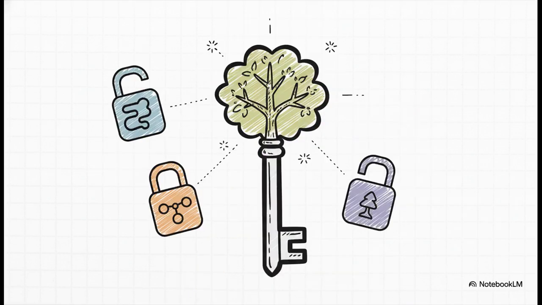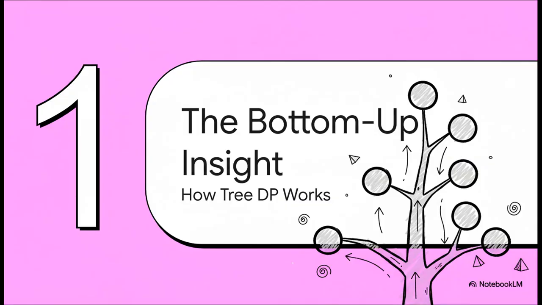Well, the solution to this puzzle, and a ton of others just like it, is dynamic programming on trees. It's a really systematic and powerful way to handle these kinds of problems, where your local choices have these big, cascading consequences across the whole structure. Okay, so how does it actually work? The magic of TreeDP really comes down to one single core insight. You build the solution from the bottom up.